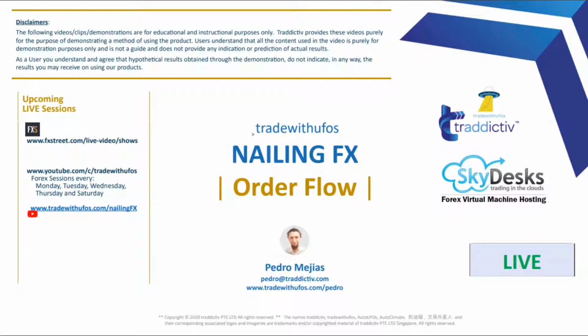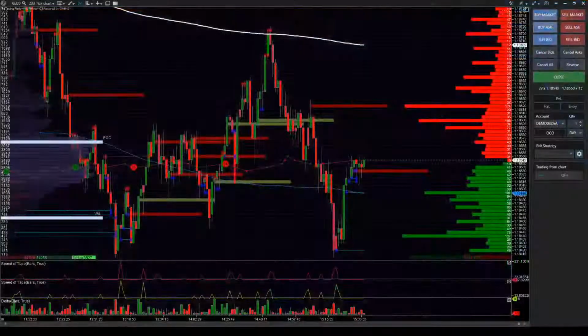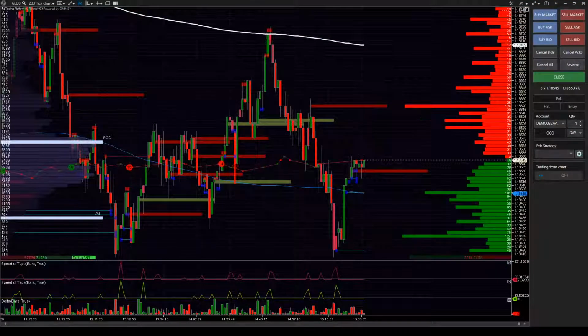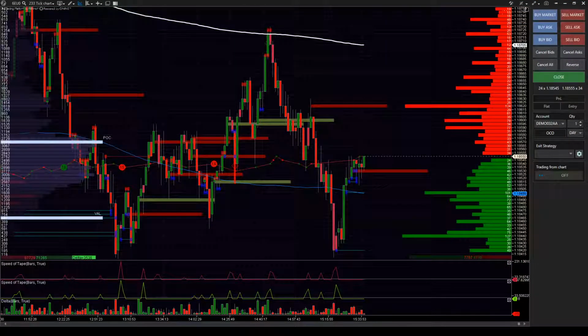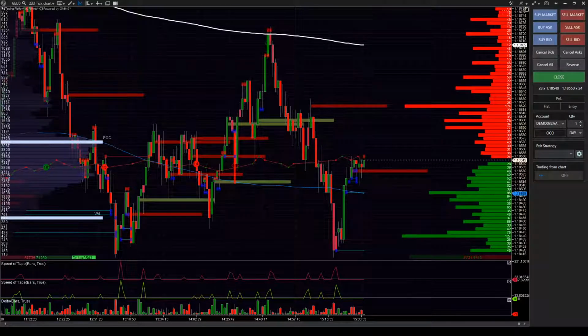All right, so let's take a look at the euro market today. It's been moving a lot. Have some news earlier. Let's go to the chart and let's try to maybe spot some opportunities today at this time for the euro.